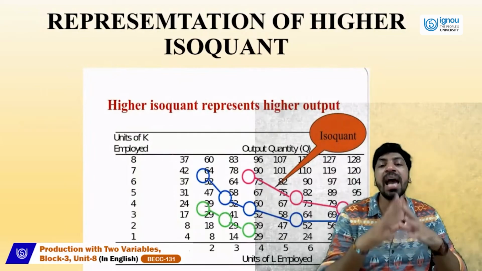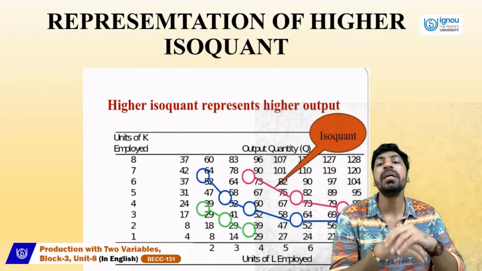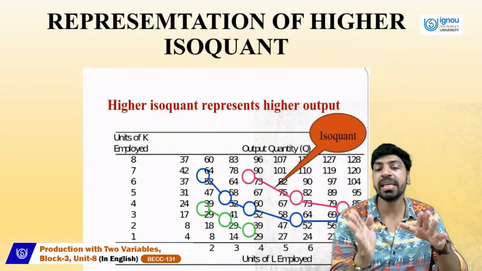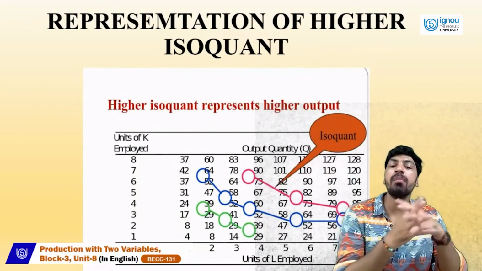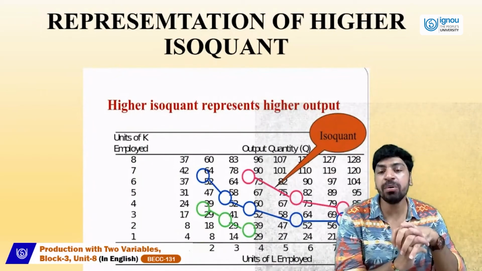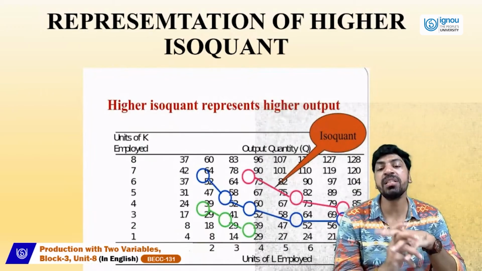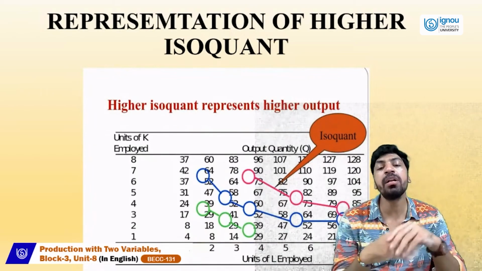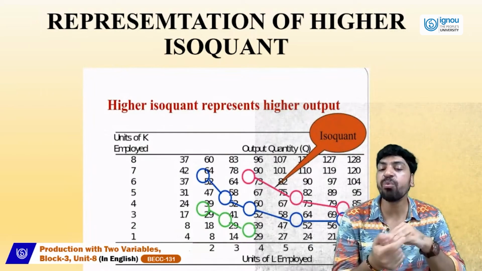If you look at another example which shows the higher isoquants, this would be the third curve, shown in pink color. When we talk about the green and blue, they show 29 units, which is a lower level of output, and it is also called the lower isoquant curve.